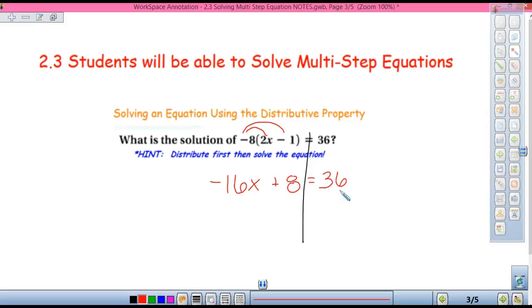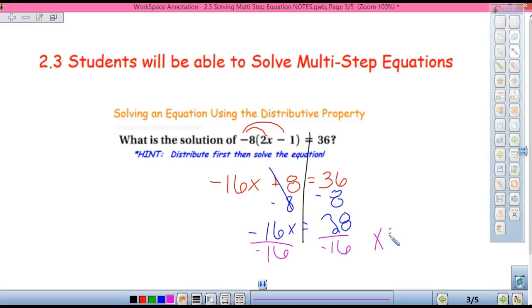Alyssa, what do I do now? We would subtract it on one side. Yep. Good. Minus 8 on both sides. So negative 16x equals 28. Ooh. Well, what happened to my pen on that one? Now what? Divide by negative 16. So x equals, now here's the bigger one.